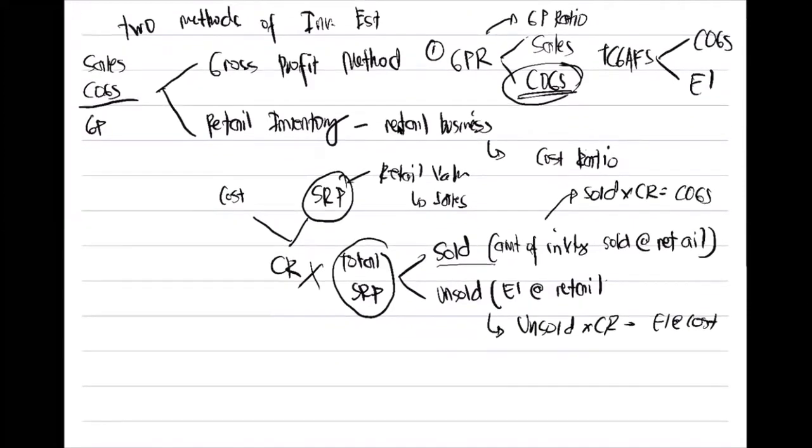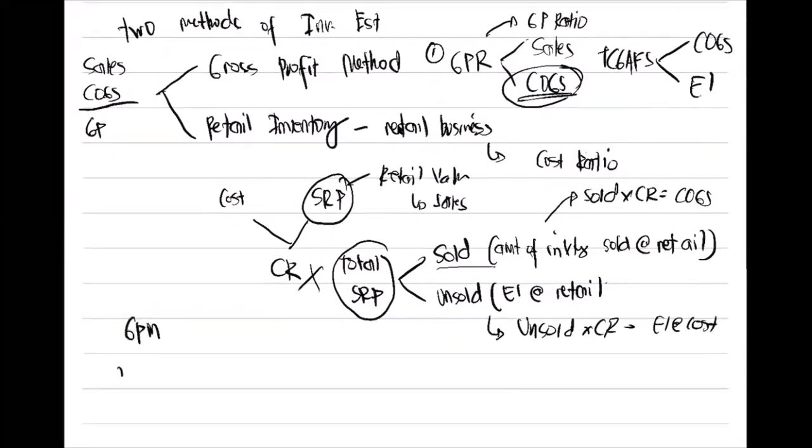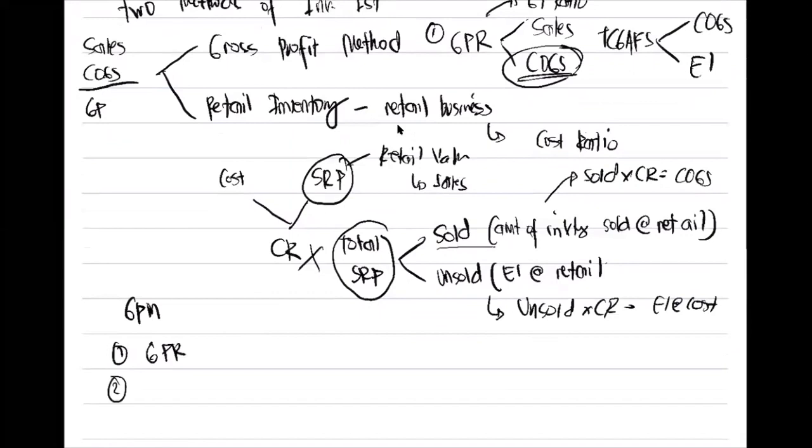On your gross profit method, what do we project first? We project the gross profit rate. So in your gross profit method, normally it is composed of these steps. First, we compute for your GPR. And then out of your GPR, we get for your cost of goods sold. And then we divide the value of our total cost of goods available for sale for your cost of goods sold and your ending inventory. Okay, gross profit method. How about your retail inventory method?